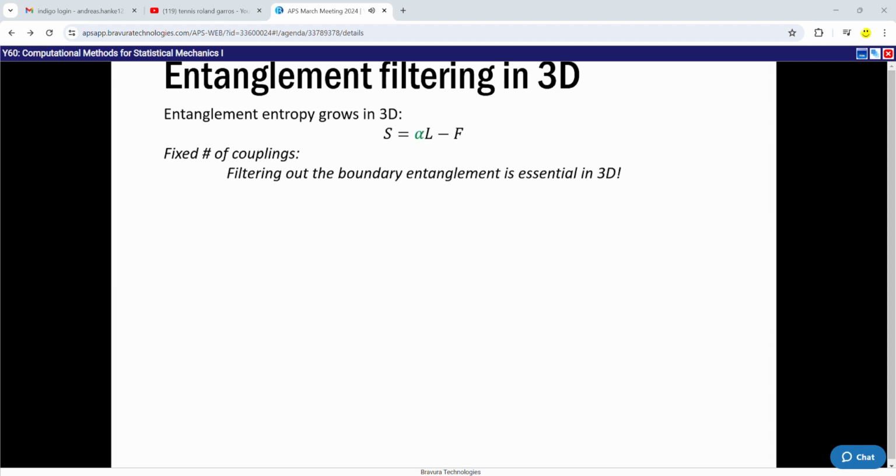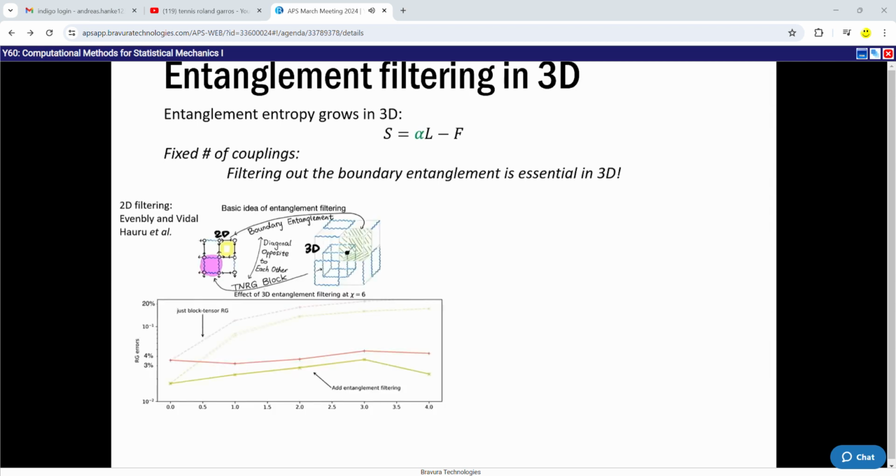So we have to find a way to filter out boundary entanglement in 3D TNRG, this tensor block. And so we take the idea from 2D of this entanglement filtering developed by people like Evenbly and Vidal and Harada and many other people. The idea is that before you do this block tensor transformation, you go to its diagonal basis and try to filter out all the short range entanglement there. So numerically, people have discovered that this is an efficient way of dealing with the short range entanglement in 2D. So we generalize this idea to 3D and want to see whether it works well.